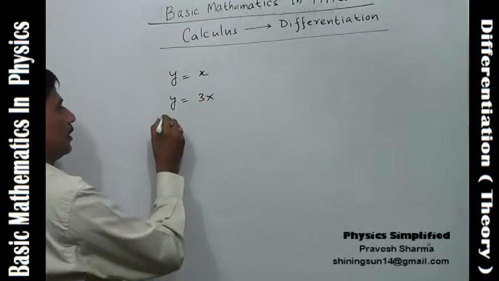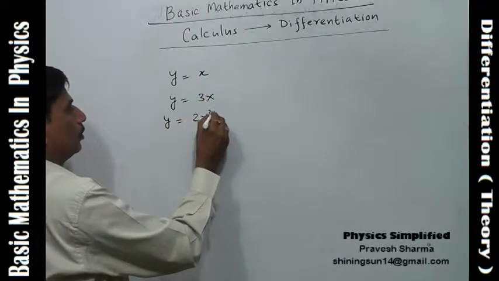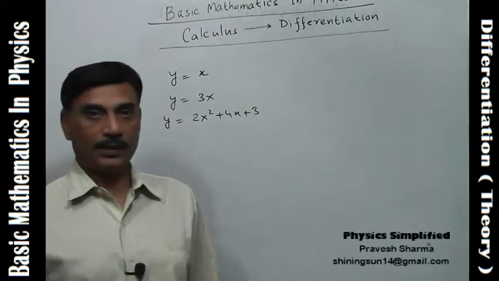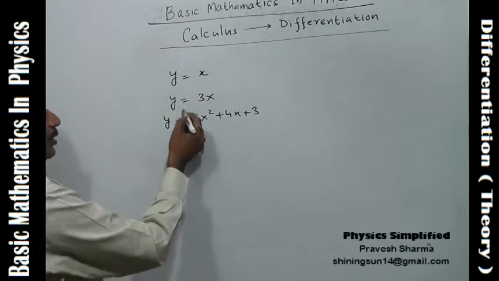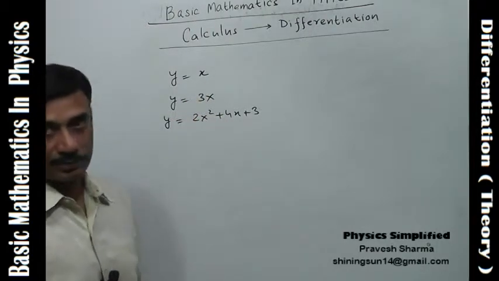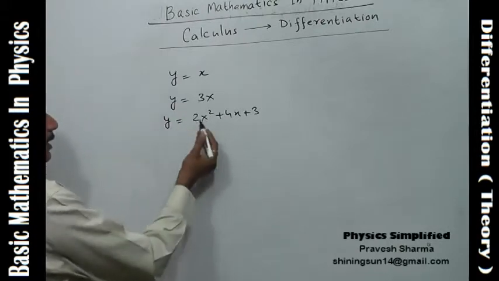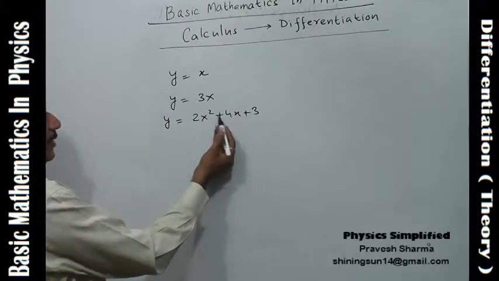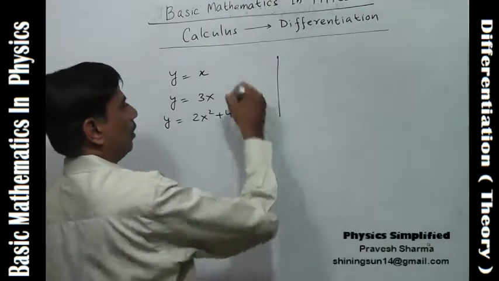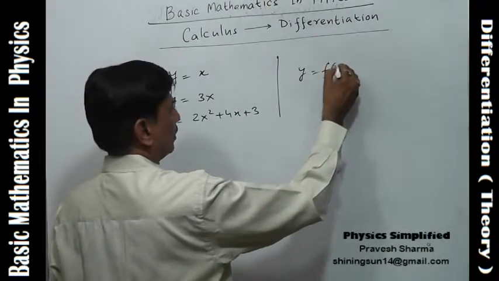y is equal to 3x, y is equal to 2x squared plus 4x plus 3. What are these? These are obviously equations. y is equal to x, y is equal to 3x, and so on. I can also say that as I change the value of x, the corresponding value of y is going to change. So all these are functions of x.